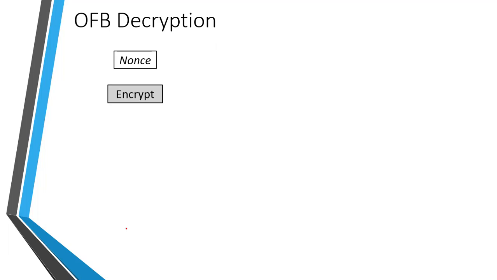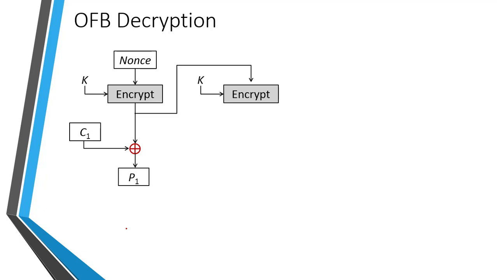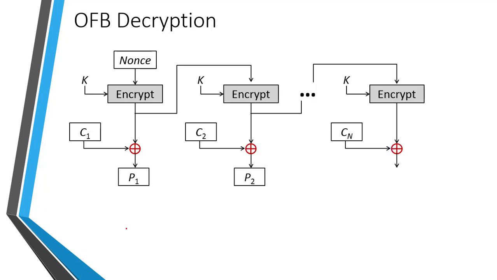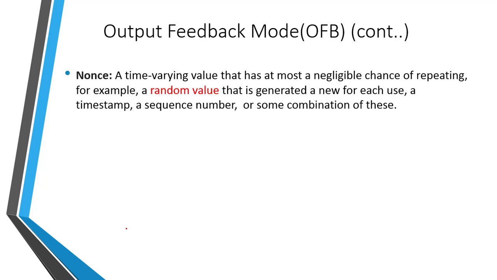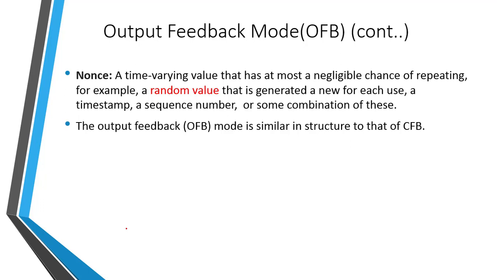On the decryption side also the nonce is used, and the same process is repeated. The only difference is that here the output of the encryption and the ciphertext are exclusive ored to generate a plaintext block. In output feedback mode, the nonce is a time varying value, that is, a unique value which has a negligible chance of repeating. For example, a random value that is generated anew for each use, a timestamp, a sequence number, or some combination of these.